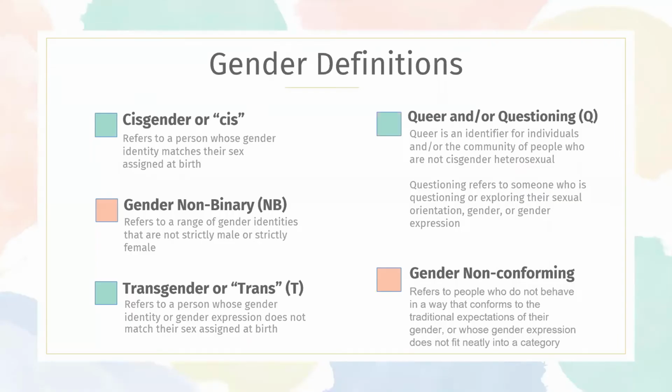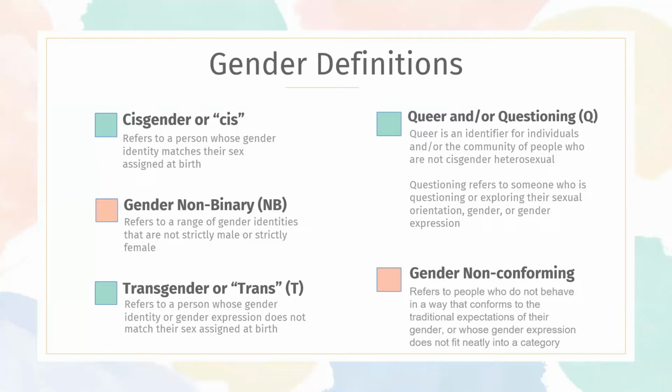On this slide, we have some gender definitions. You may be already familiar with some of these terms. So cisgender is a person whose gender identity matches their sex assigned at birth. So for example, someone who is born female and identifies as a female. We also have gender non-binary, and that refers to a range of gender identities that are not strictly male or strictly female. Similar terms are genderqueer or gender fluid. Transgender or trans refers to a person whose gender identity or gender expression does not match their sex assigned at birth, and is independent of sexual orientation.